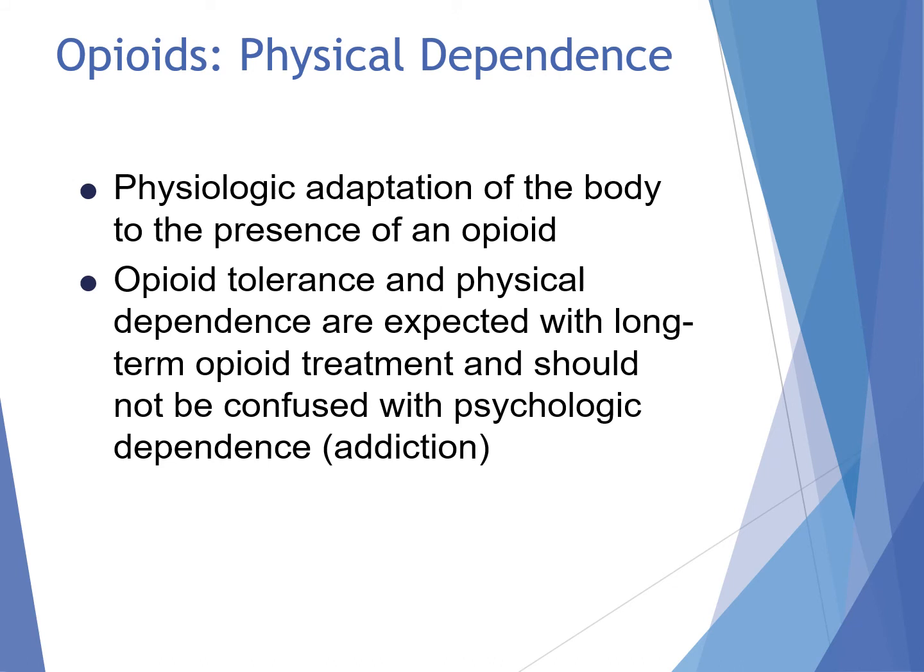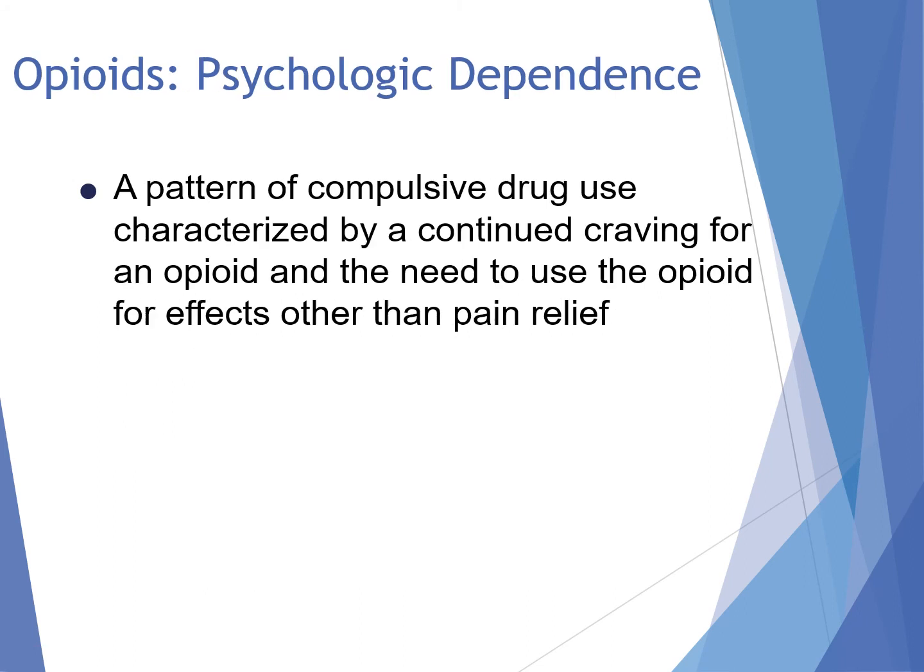Physical dependence, physiologic adaptation of the body to the presence of an opioid. Opioid tolerance and physical dependence are expected with long-term opioid treatment and should not be confused with psychologic dependence, which is addiction. A pattern of compulsive drug use is characterized by a continued craving for an opioid and the need to use the opioid for effects other than pain relief. This is psychological dependence.